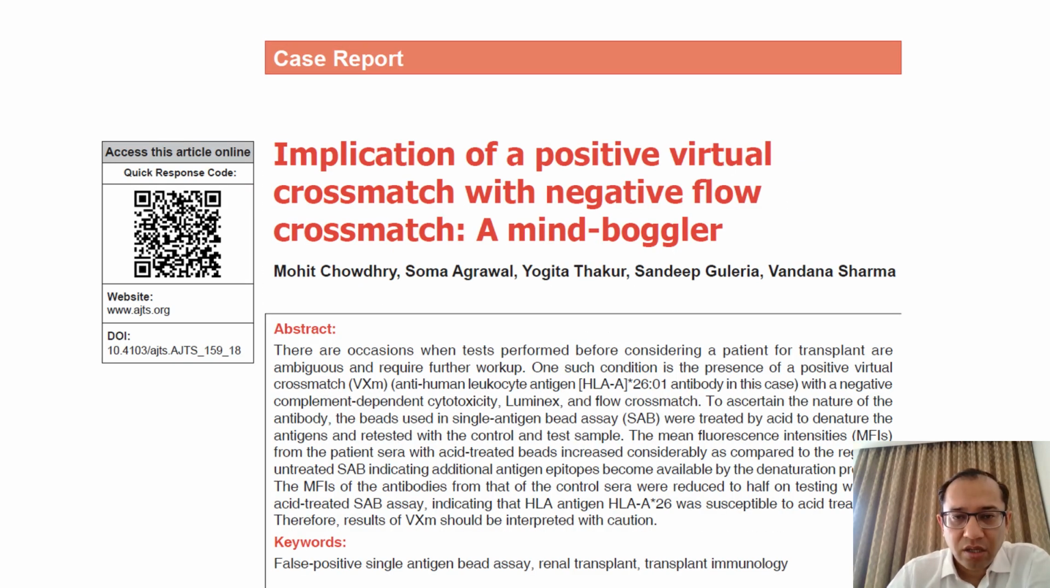So yes, we also had a case in which we had a positive virtual crossmatch with negative flow crossmatch. We actually went on to look for it, and we found that there were cryptic epitopes, which are there because it's a synthetic test. These cryptic epitopes were coming positive, and so we denatured them. We had to do a lot of treatment with the HCl and all of that, and we found that those were cryptic antigens, cryptic epitopes, and that's how we were able to explain why a virtual crossmatch was coming positive, whereas the flow crossmatch was negative.